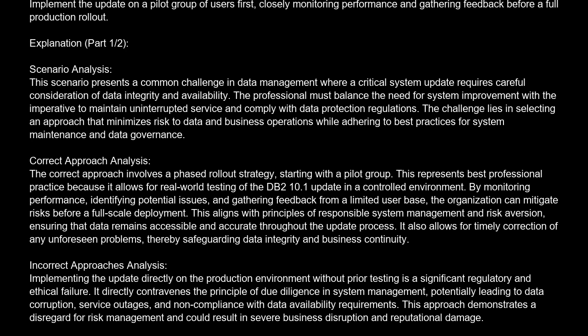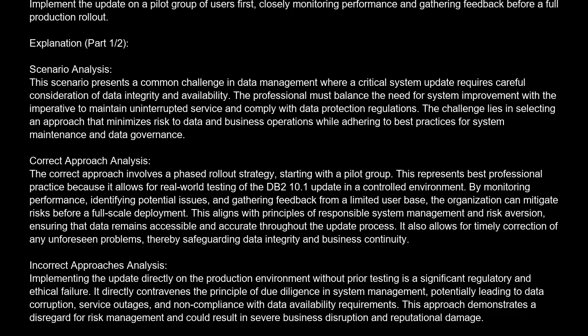The professional must balance the need for system improvement with the imperative to maintain uninterrupted service and comply with data protection regulations. The challenge lies in selecting an approach that minimizes risk to data and business operations while adhering to best practices for system maintenance and data governance. Correct approach analysis. The correct approach involves a phased rollout strategy, starting with a pilot group.